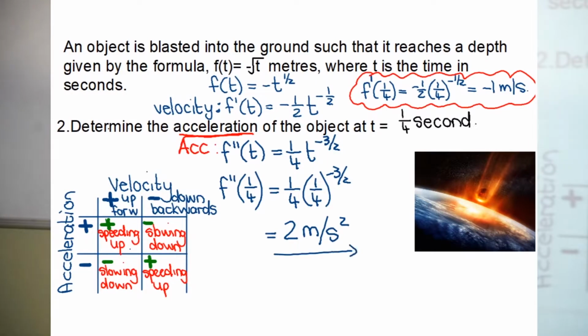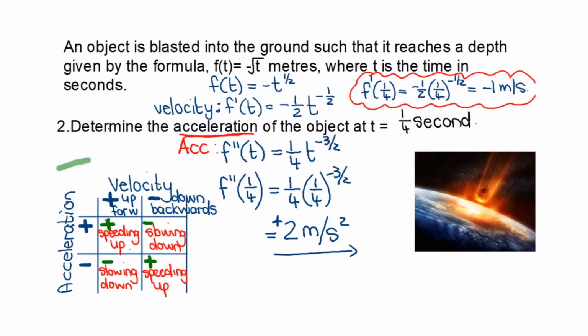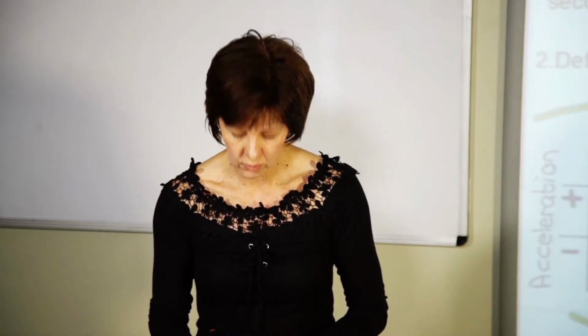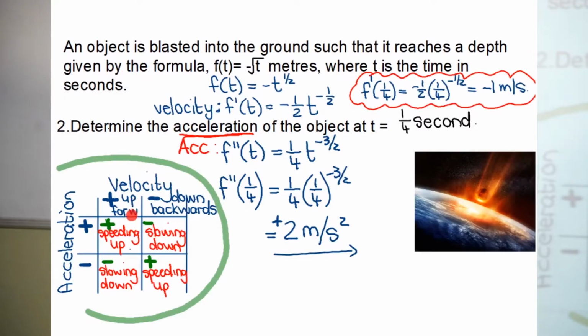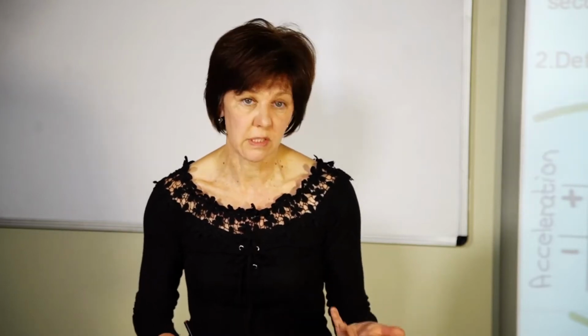Okay, let's quickly talk about the interpretation of this answer of acceleration. I have here a nice table that could guide me. If we look at this table, on the one side I've got velocity. Now velocity can be positive or negative. If we define positive velocity to be upwards or forward, and we define negative velocity to be downwards or backwards, then the acceleration as we calculate it can come out positive or negative.